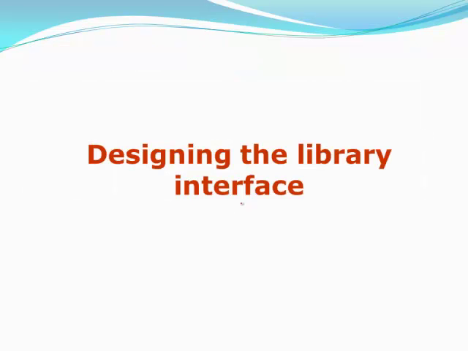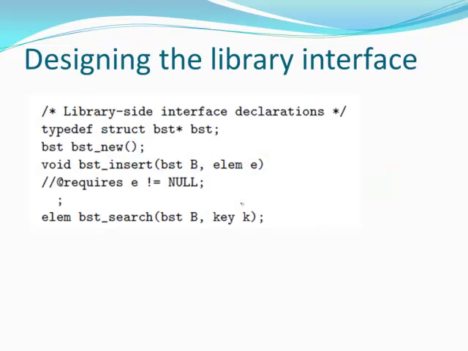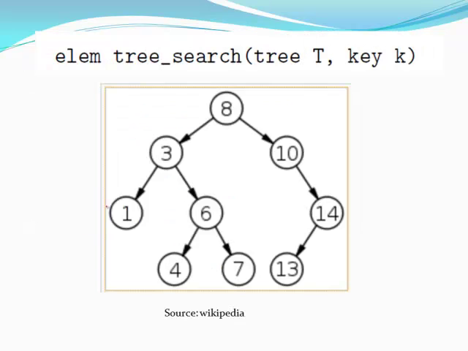Now let's talk about designing the library interface. So I'll go over some functions here. The first function would be bst insert, and the second function would be bst search. We'll talk about some of these ideas in the next slide. We are going to talk about the idea of search without implementing it. We will do the implementation in the code.